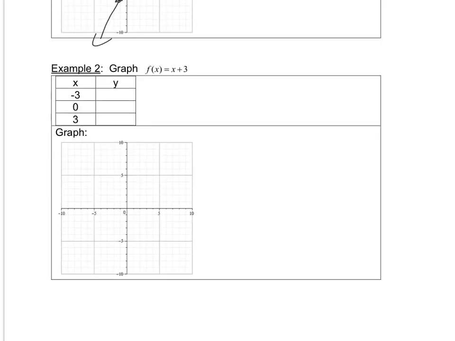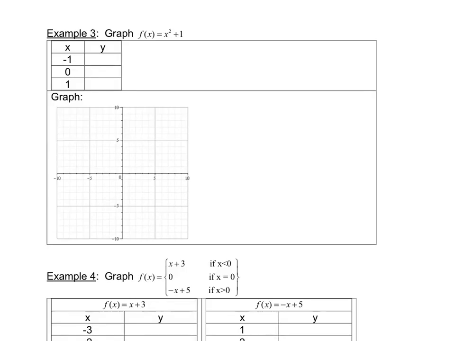Alright, so you'd get 0, 3, 6. So -3, 0, 0, 3, 3, 6. So hopefully we remember how to do these, and these are pretty easy. Let's take a look at some more.